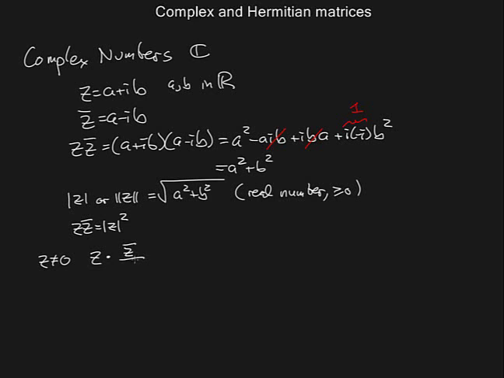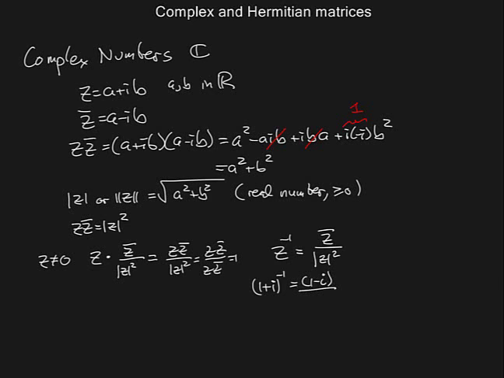Another fact, which is kind of handy, is if you multiply z times z bar over absolute z squared, you get z z bar over z z bar, which is 1. So that tells you how to compute the inverse of a complex number: you divide z bar by the real number, absolute value of z squared. So for example, 1 plus i inverse is 1 minus i over 2.